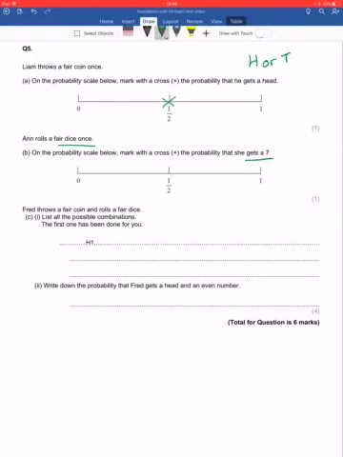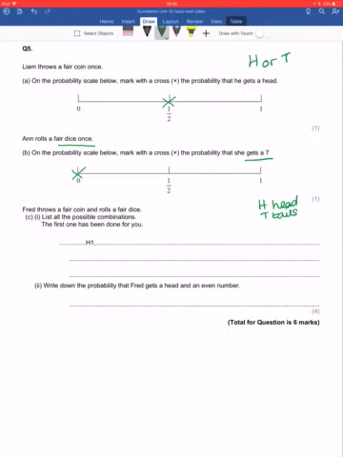Well, a dice only has 1, 2, 3, 4, 5 and 6, so it's actually impossible. Fred throws a fair coin and rolls a fair dice. List all the possible combinations. The first one's been done for you. So they've had an H for heads and T for tails.